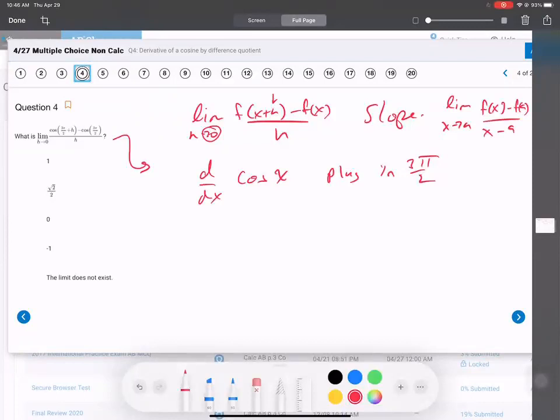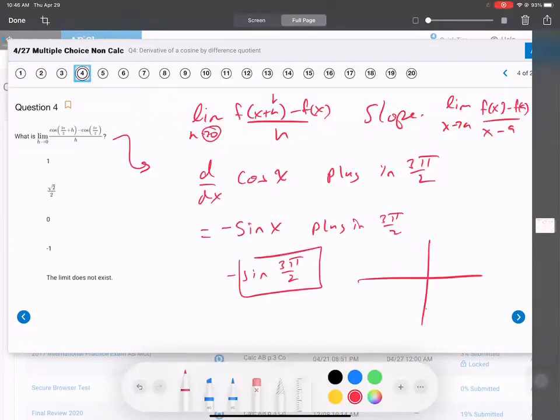So we take the derivative of this, there'll be negative sine of x, right? That's what the derivative is. And then we're gonna plug in 3 pi over 2, negative sine of 3 pi over 2. Now, what's the sine of 3 pi over 2? I like looking at my unit circle. 3 pi over 2 is 1, 2, 3, way down here. The sine is the y value, 0, comma, negative 1. The y value is negative 1. So negative of negative 1 is 1.